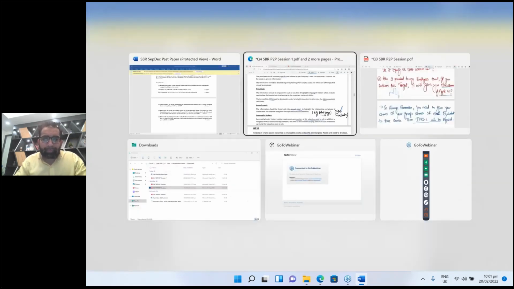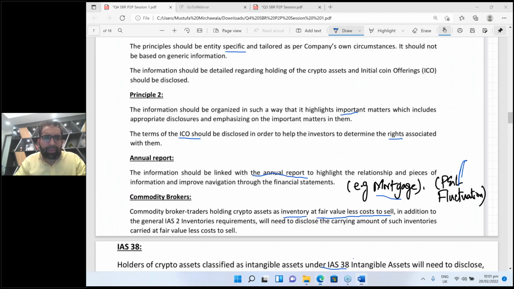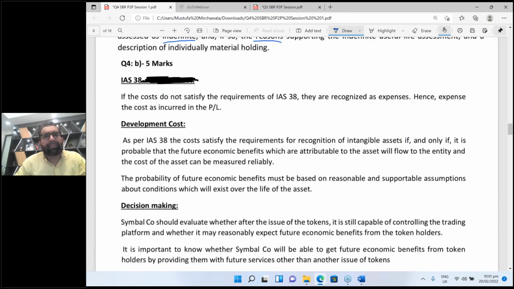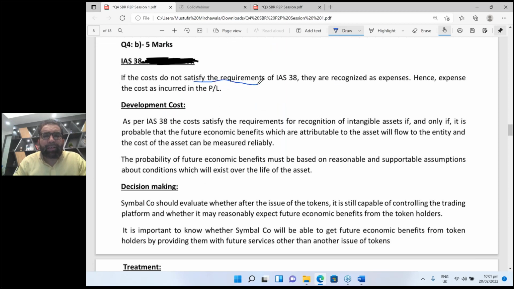Okay, let's see now. This is 4b. The first is IAS 38. If the costs do not satisfy the requirement of IAS 38, they are recognized as expenses, hence expense the cost as incurred in the P&L. If the cost does not meet the development criteria of IAS 38, simply book it in P&L. Now, as per IAS 38, the cost satisfies the requirements of recognition of an intangible asset if and only if it is probable, I told you, probable that the future economic benefits which are attributable to the asset will flow to the entity, and the cost of the asset can be measured reliably.